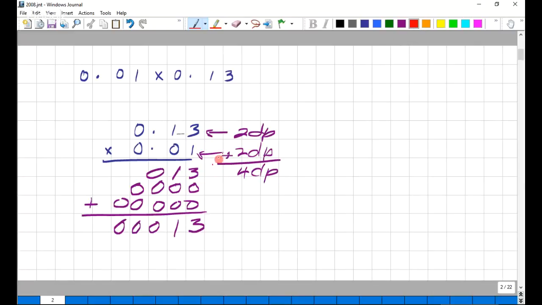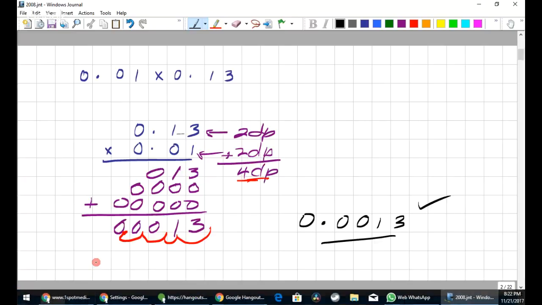All right. How many decimal places do we need again? 4. 1, 2, 3, 4. So my answer will be 0.0013. This is correct. So let's move on.